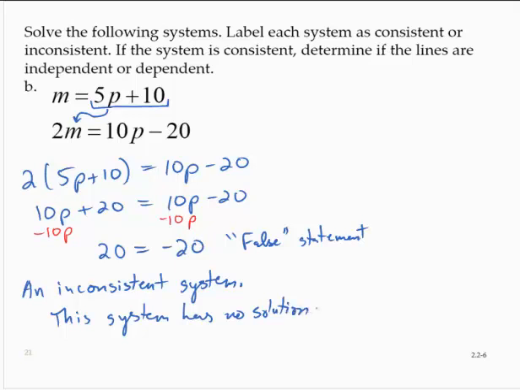If I were to graph these two equations on the same grid, I would see parallel lines. There's no points of intersection.